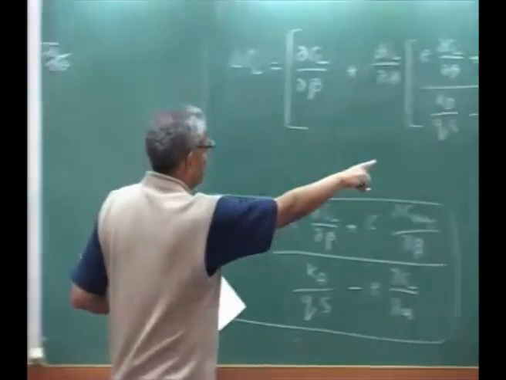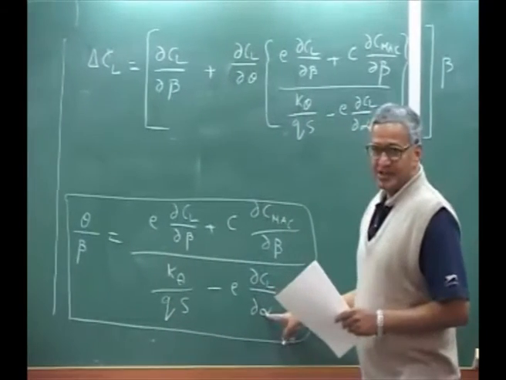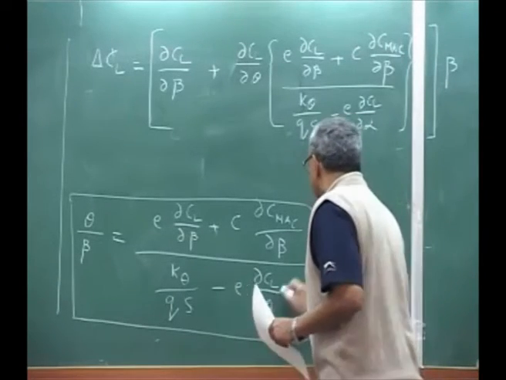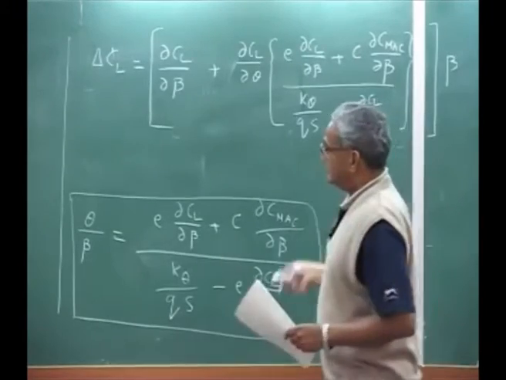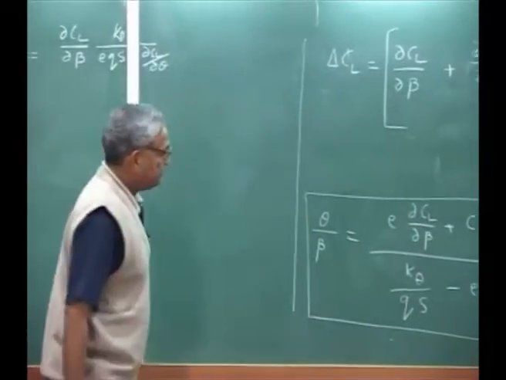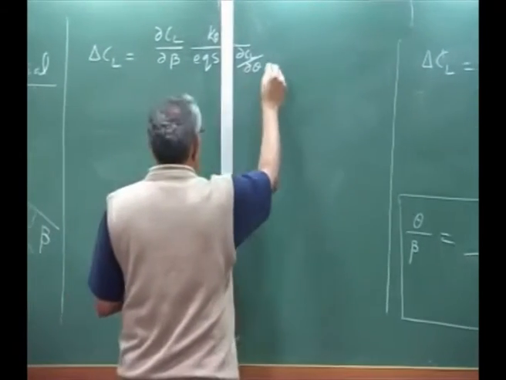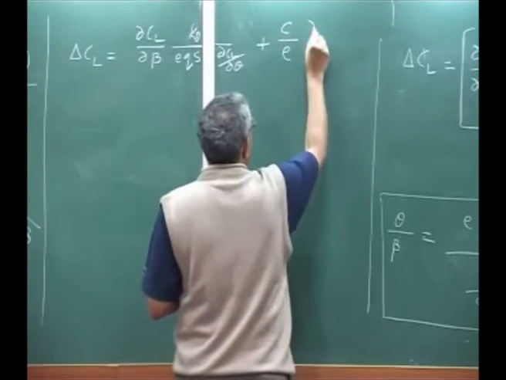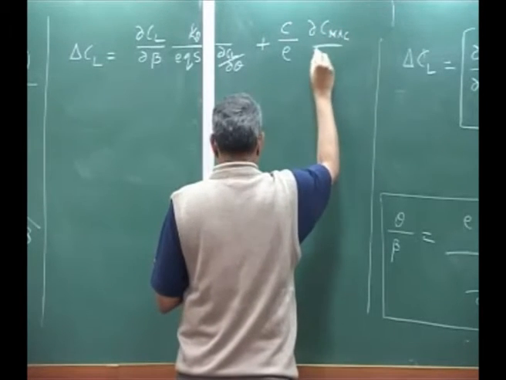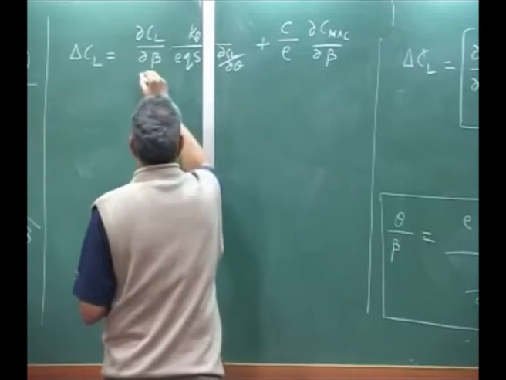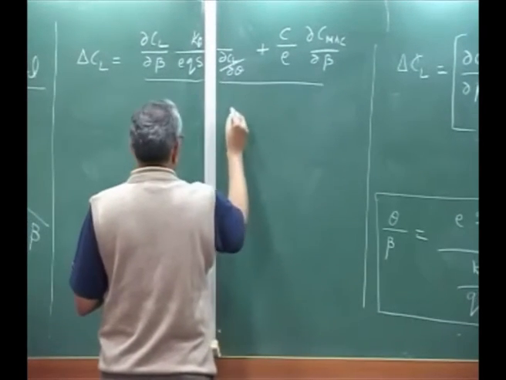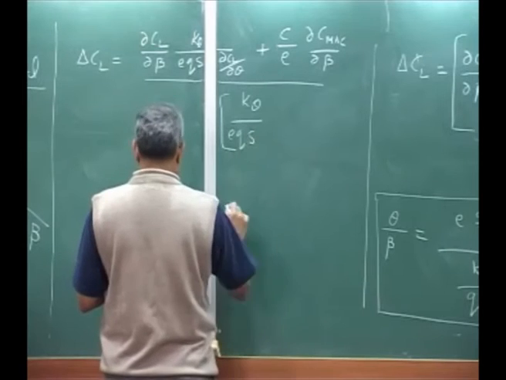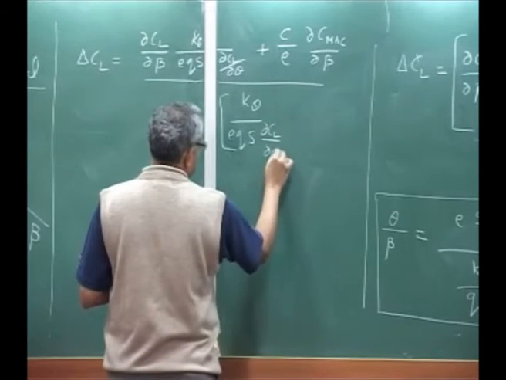Delta theta or alpha? What is that? This is alpha I am using. Am I using alpha or theta? Theta, I think let me put it theta only. So don't change it, I am sorry about the change in symbol. And then I will have plus C over E delta CMAC over delta beta divided by K theta over E Q S delta CL over delta theta.